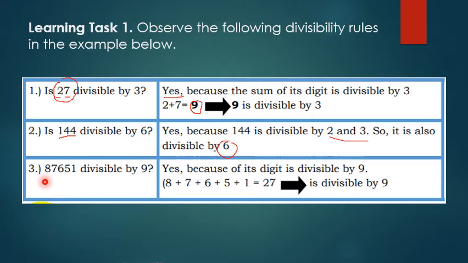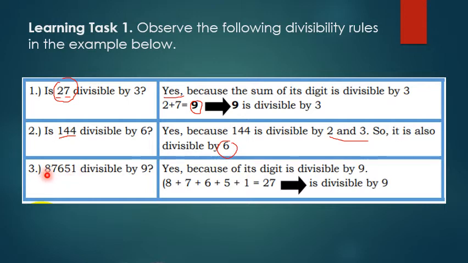Okay, next, for number 3, 87,651 is divisible by 9. Sabi dito, yes, because the sum of its digits is divisible by 9. Parang katulad din siya ng 3. Ipag-add lahat ng digits at kung yung sum or yung total ng lahat ng digits ay nasa skip counting by 9, siya ay divisible sa 9.